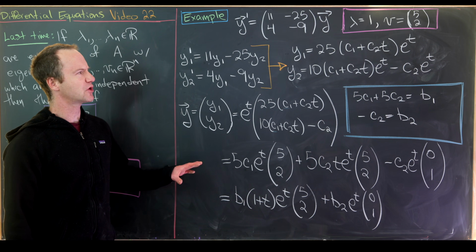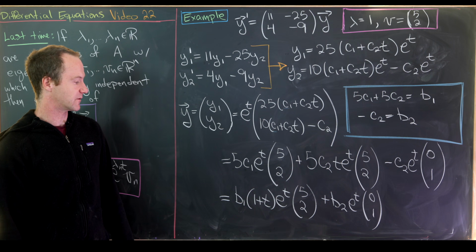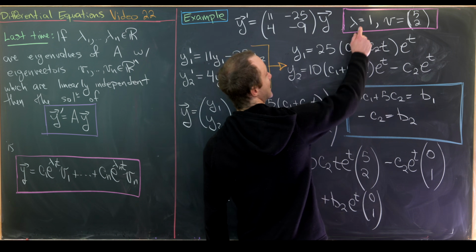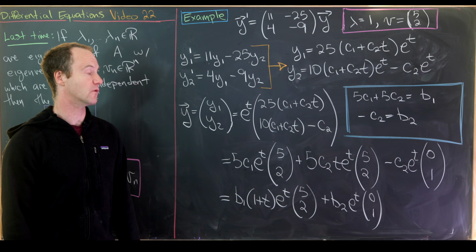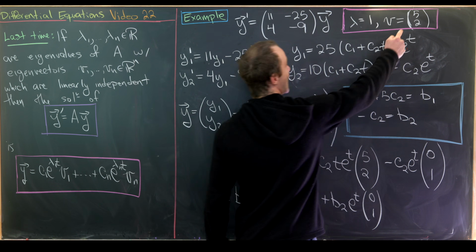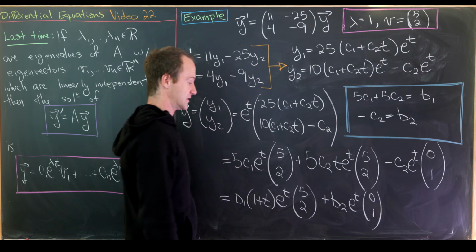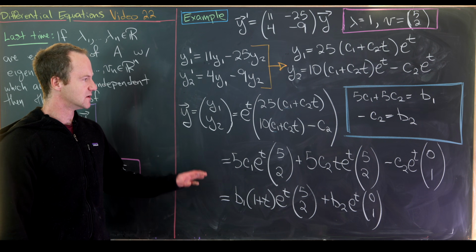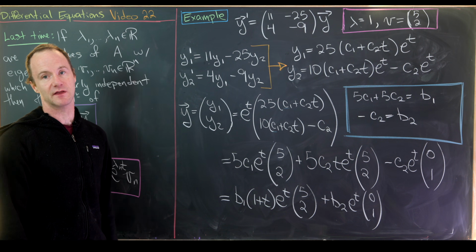So now I think it's pretty clear where part of these things come from. So notice the e to the 1t came from the fact that we have this eigenvalue of 1. This (5, 2) is our eigenvector, so that's good. Now we just have to figure out what this (0, 1) is. But we don't quite have room, so let's do that on the next board.